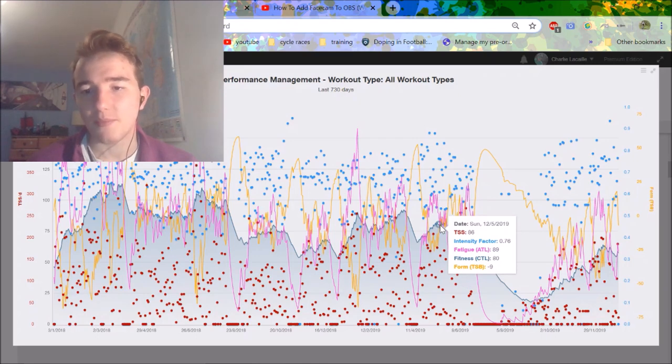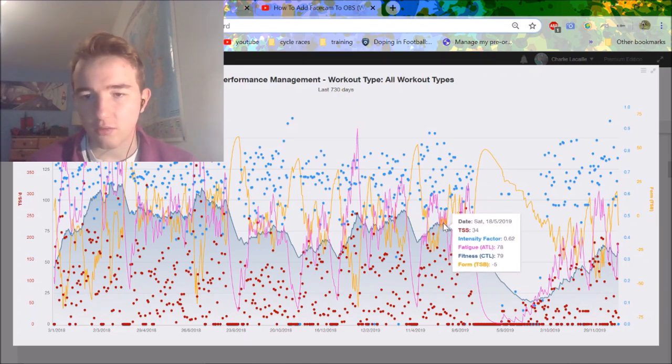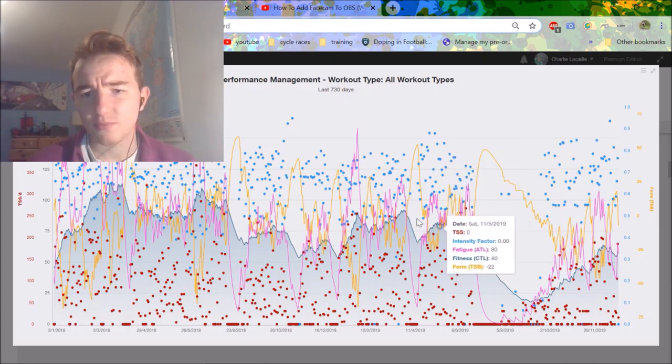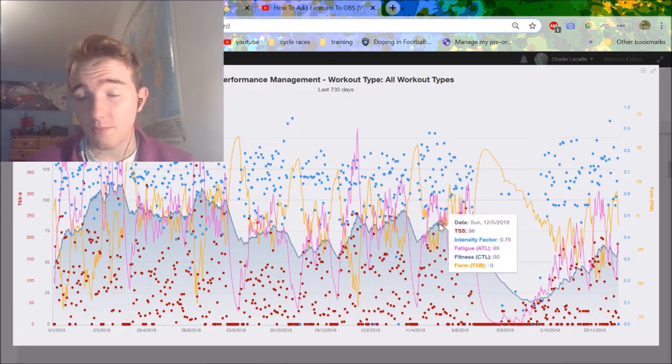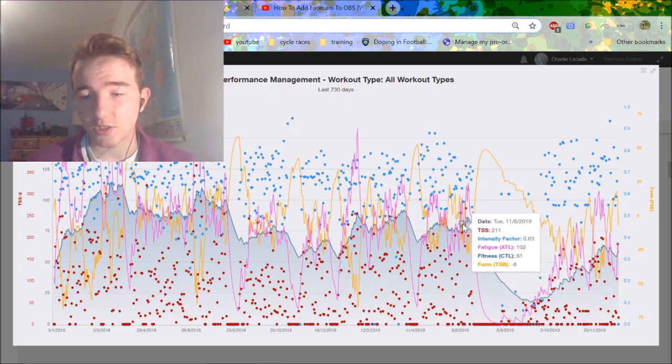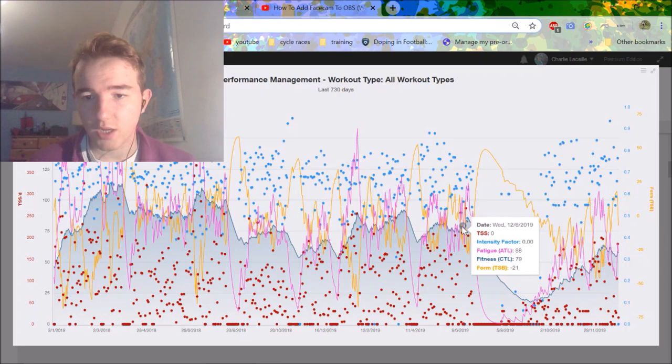But this is where Training Peaks is wrong. My best ever 20-minute power is somewhere around here, one of these months. But it's obviously lower than that. But for me, I was absolutely flying at this point in time. And then during this, this was when I went to the Alps. So it was quite a big week, and obviously didn't really have that many numbers.